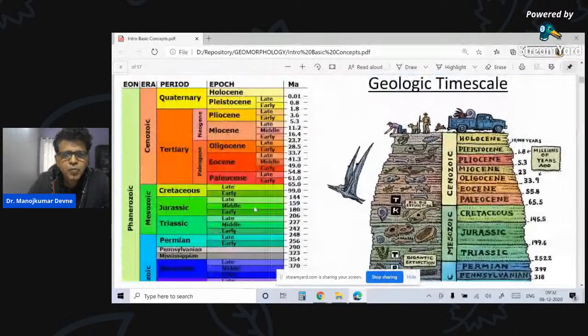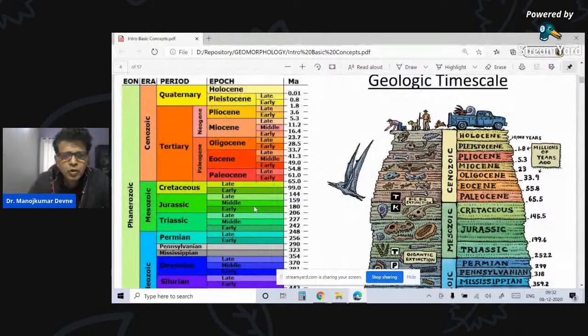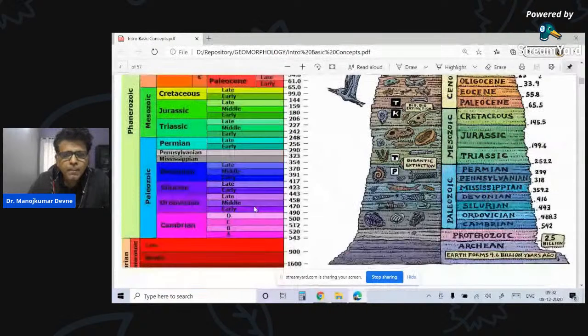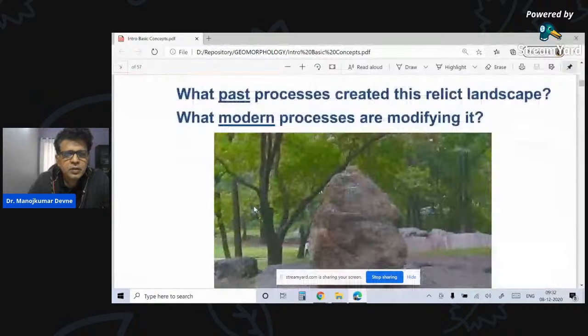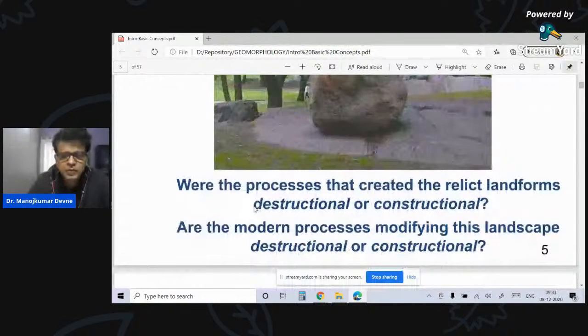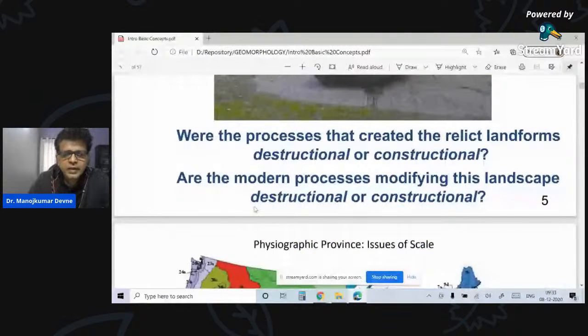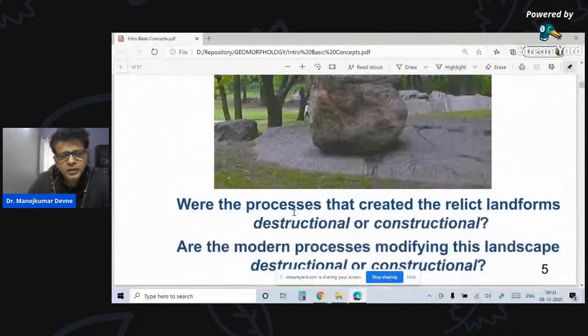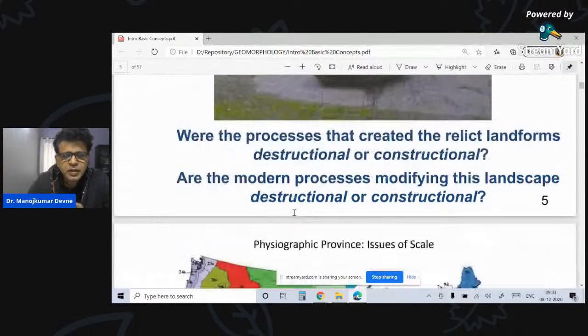Okay, an important aspect of this is the geological time scale, which we need to know broadly, at least, if not minutely. Then geomorphologists look at the processes, trying to understand what created the relic landscape, what the present landforms or present processes affecting them are, whether they are destructional or constructional. We spoke about what destructional means and what constructional means in the natural sense and the human sense as well.